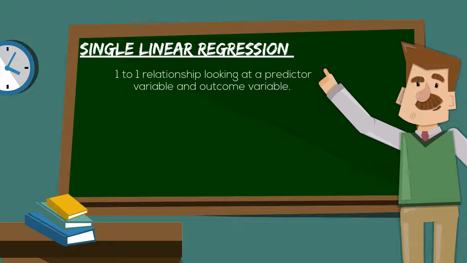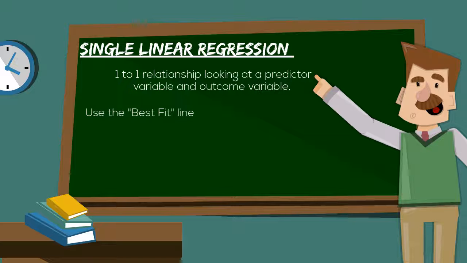So for example, you're trying to explain why people gain weight. Well, you've got sedentary activity, you've got high fat foods, you've got genetics, and so on and so forth. All of those, the genetics, high fat food, and sedentary activity, would be your predictor variables, and the outcome variable is gaining weight.